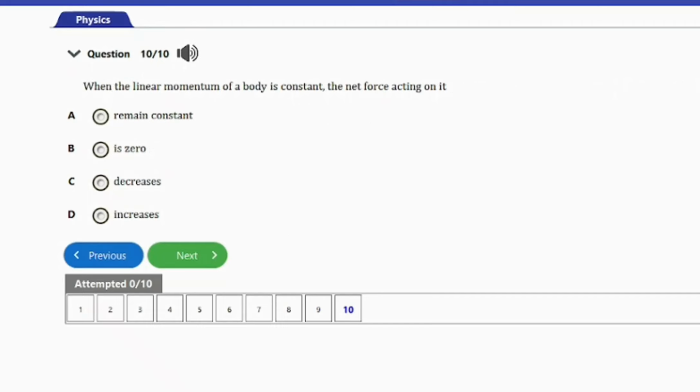So guys, the next and last question we have here is question number 10. It says, when the linear momentum of a body is constant, the net force acting on it, A, remains constant, B, is 0, C, decreases, D, increases. So guys, the answer to this question is option B. When the linear momentum of a body is constant, the net force acting on it is 0. So that's it for this question.